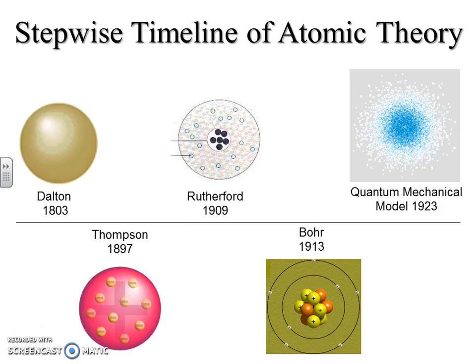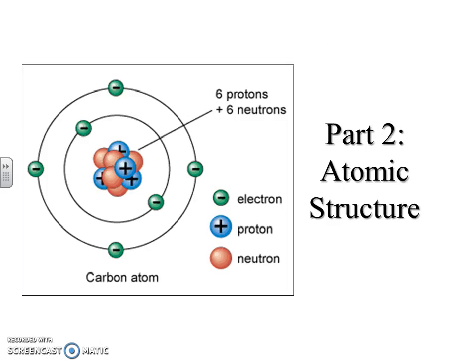So if we were to look at this as a timeline, we have it from Dalton, and then Thompson discovered the electron with a negative charge. Rutherford discovered the nucleus. Bohr discovered the orbitals, and then we now have the quantum mechanical model with the electrons in an electron cloud and the protons and neutrons in the center that we call the nucleus.